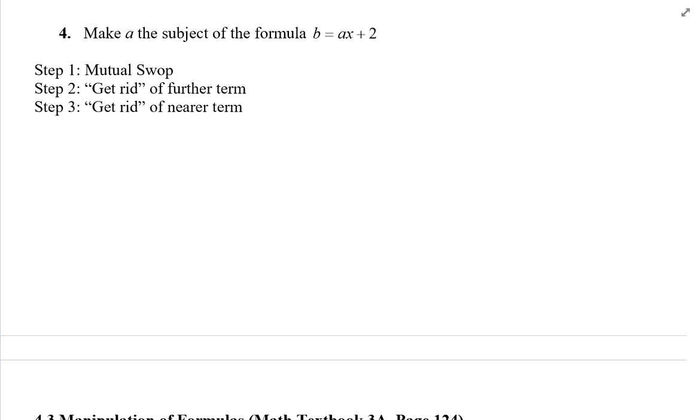Number 4 will be the last example for the day. So let us go back to our basic. Check. A is the subject. I'm going to box out A. So check. Is A on the left side? No. So we're going to do a mutual swap. AX plus 2. Let me write down what is on the left side first. Is equal to B. Alright?